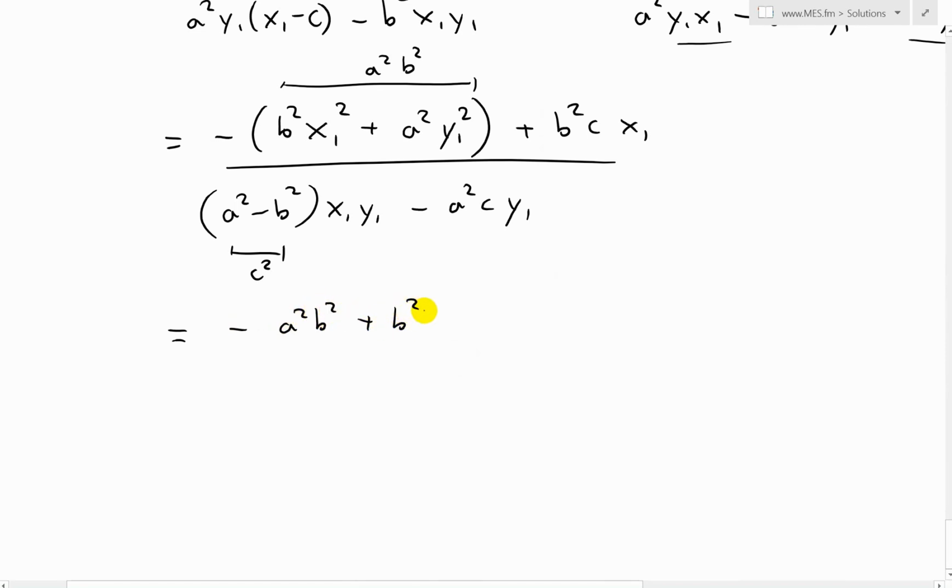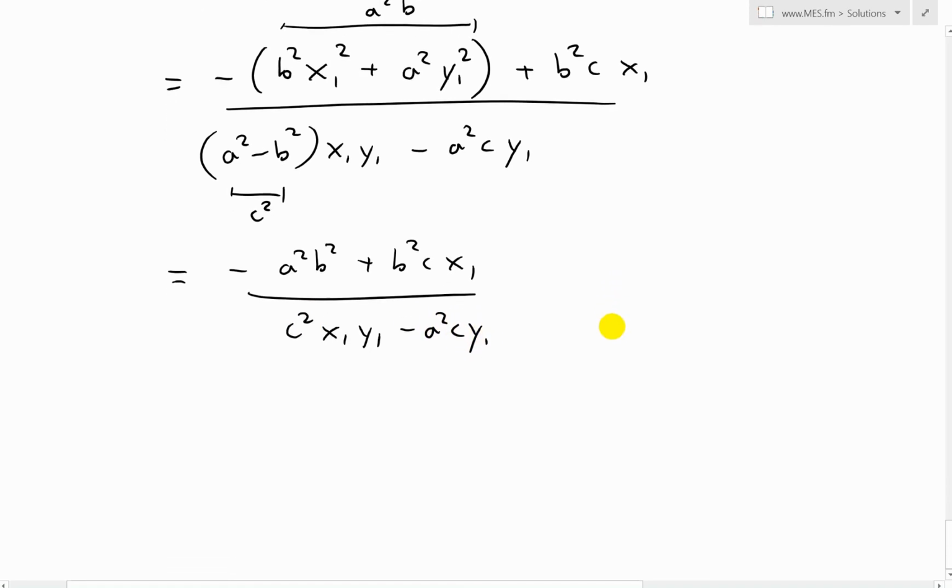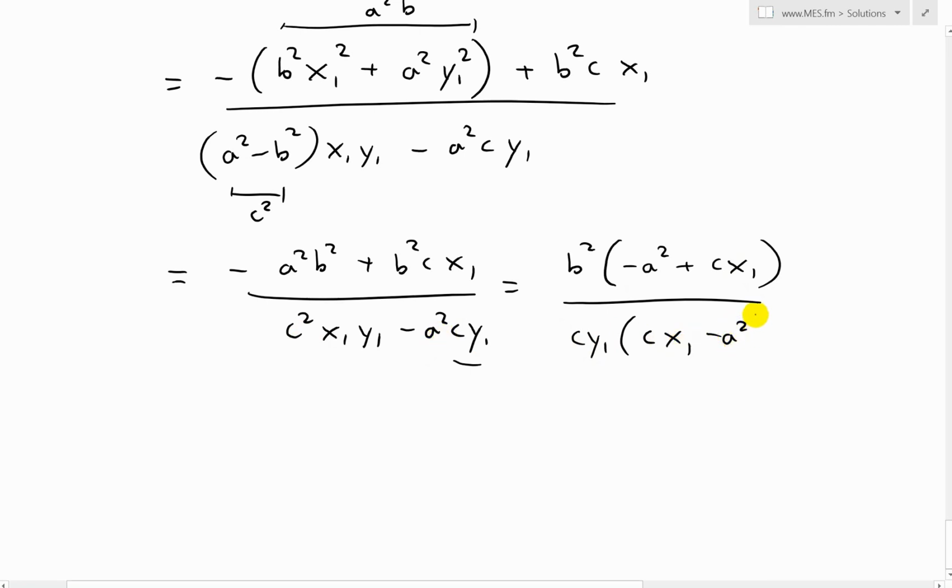So now that we have all that, put it all together, we have a negative a squared b squared plus b squared c x1 over c squared x1 y1 like this, minus a squared c y1, and now what we'll do is factor out the b squared on the top, so we get b squared, and then we have a negative a squared plus c x1 like that, all over. Now on the bottom here, we'll factor out the c y1, and as you'll see, this one will remain as just c x1, and then we have a negative a squared, and that's exactly the same thing there.